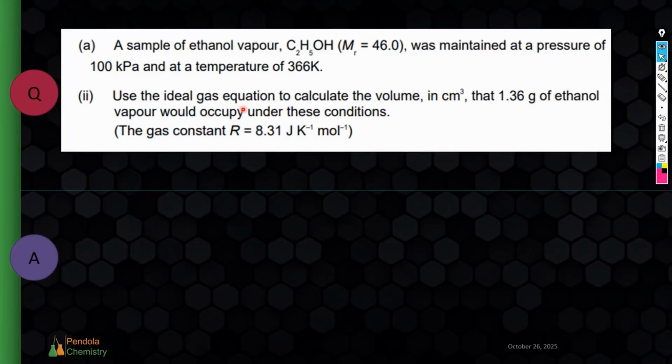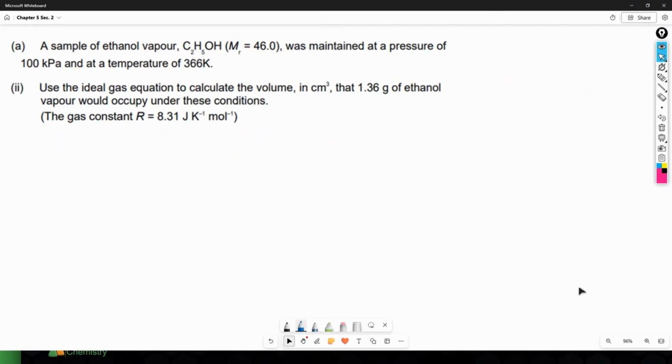A sample of ethanol vapor, C2H5OH, and they give you the molar mass of ethanol here, was maintained at a pressure of 100 kilopascals and a temperature of 366 Kelvin. Use the ideal gas equation to calculate the volume in cubic centimeters, and this is very important, that 1.36 grams of ethanol vapor would occupy under these conditions. The gas constant is 8.31 joules per Kelvin per mole. So they even give you the gas constant here.